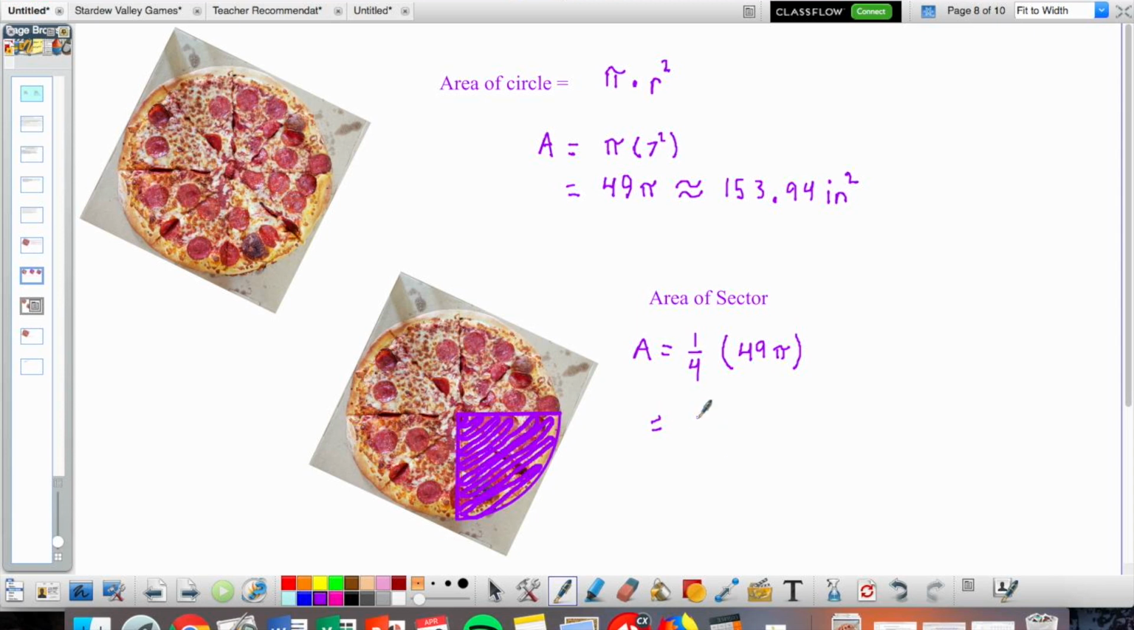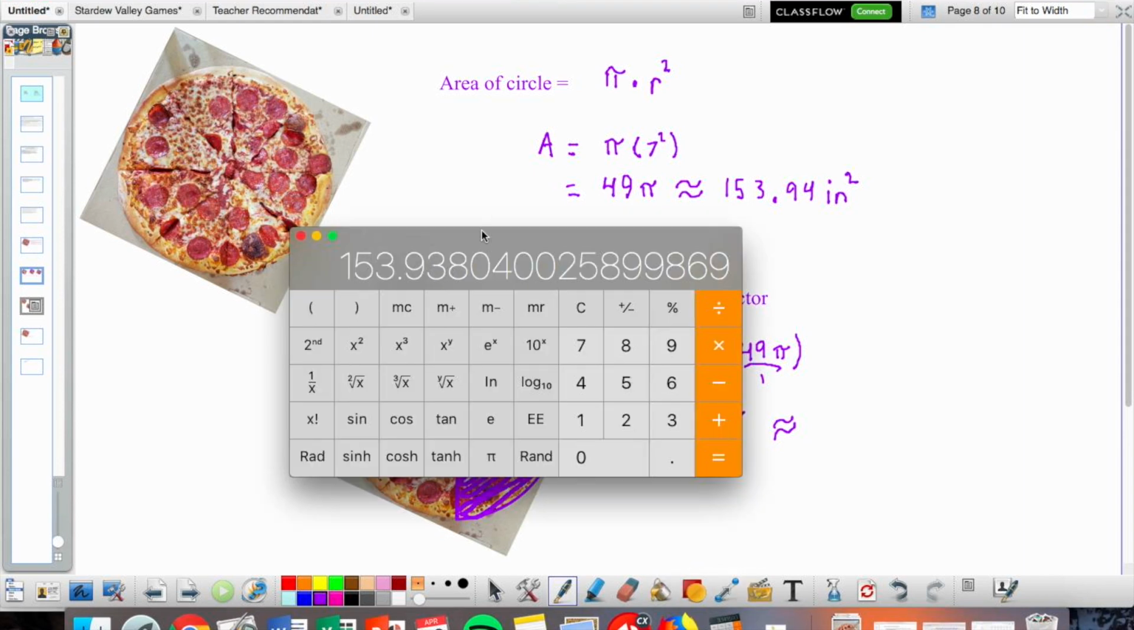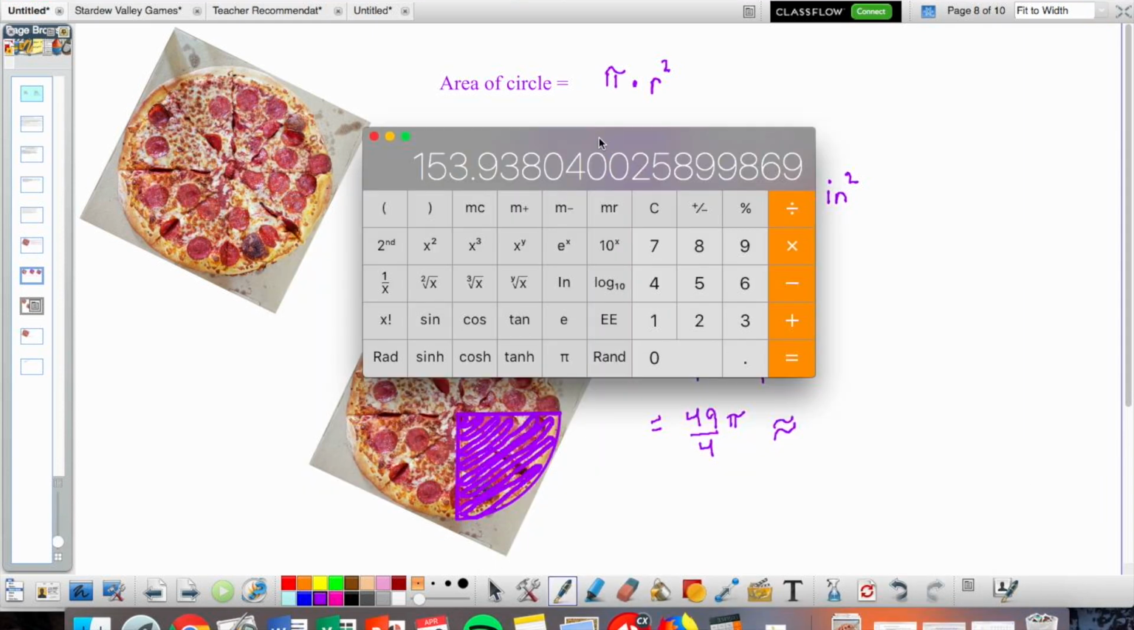You should always simplify if possible, especially if you're being asked to give exact answers. 49 times 1 is 49. And 4 times, there's an invisible 1 in that denominator. So my exact answer is 49 pi over 4. There's no way to simplify that, but I'll plug it into the calculator. Ooh, that was weird. Good enough. So 153.94, and all I'm going to do is divide that by 4.